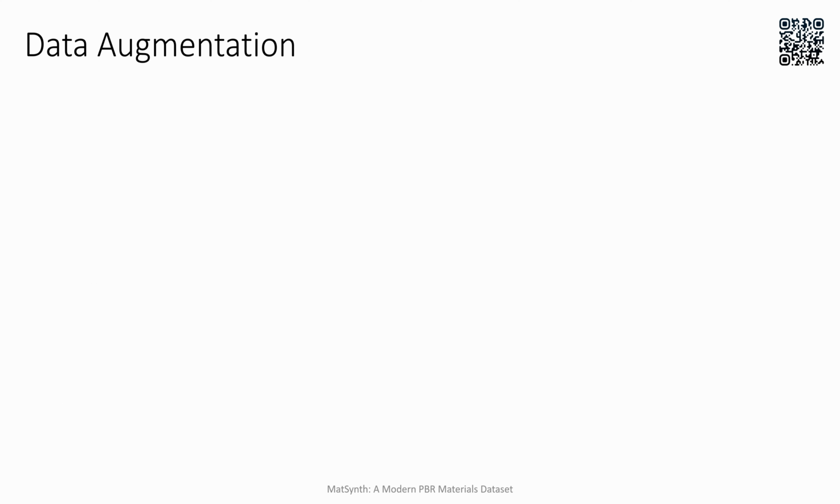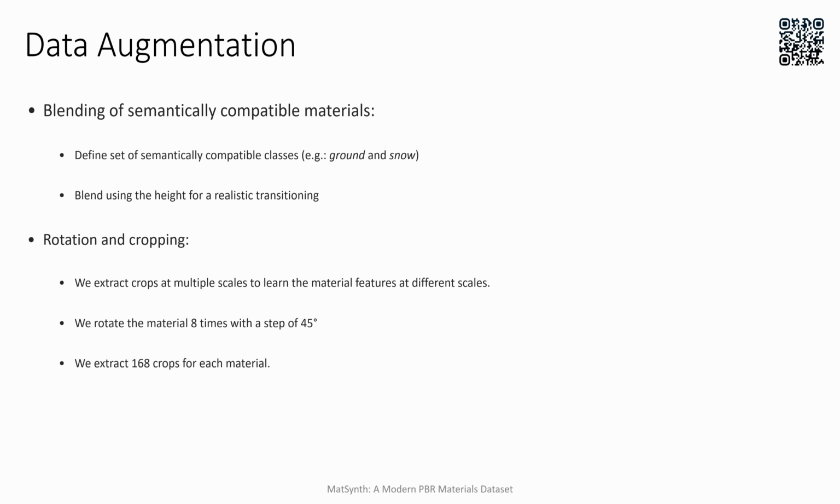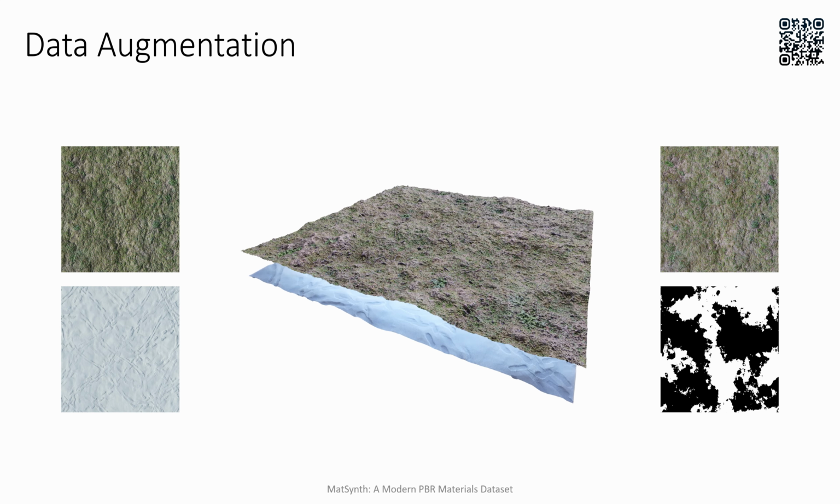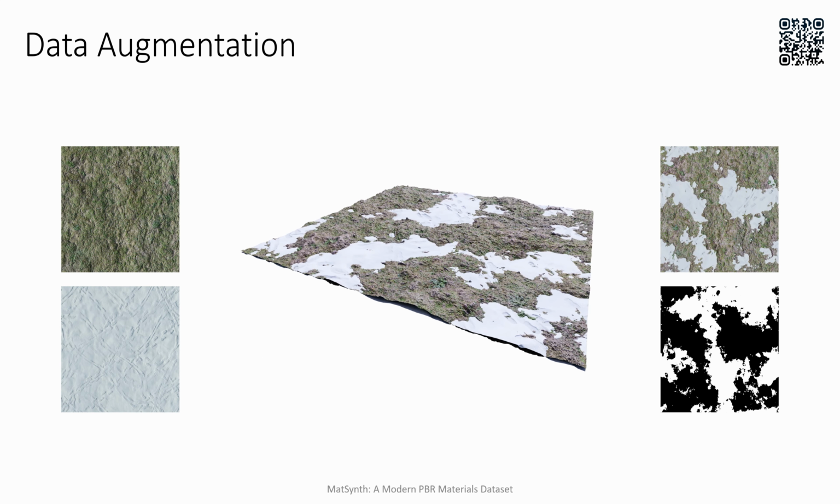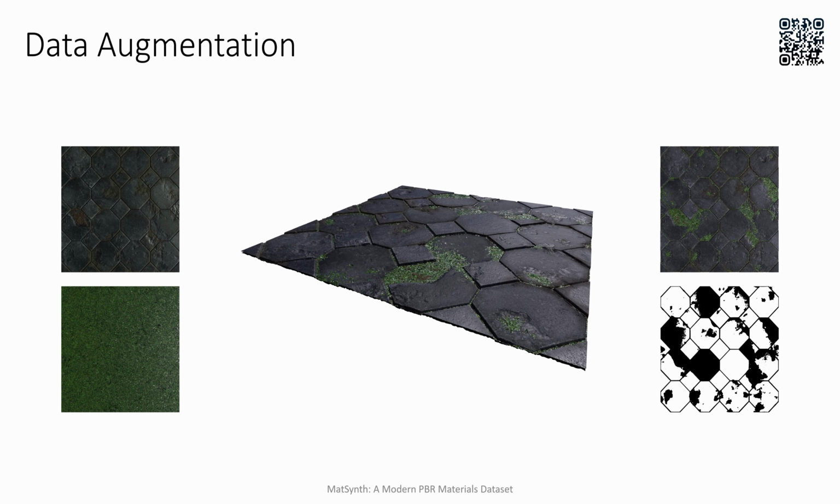We augment our data employing three key techniques: blending of semantically compatible materials, rotation and cropping, and rendering. For blending, we defined sets of compatible classes, like ground and snow, and use the height maps of the two materials to compute a blending mask for a realistic transition. Rotation and cropping involved extracting crops at multiple scales and rotating the material 8 times with a step of 45 degrees. Finally, we rendered each material with 5 different ambient lights to obtain self-shadowing from the height map while preserving specular reflections and pixel matching with the maps.